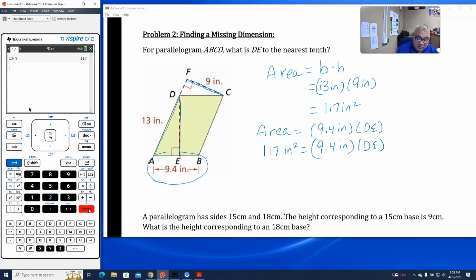And since we're going to use our algebra skills, we're going to divide both sides by 9.4 inches. I'm going to go ahead and do this on the side. So I have 117 divided by 9.4. So the distance of DE is approximately, rounded to the nearest tenth, 12.4 inches.